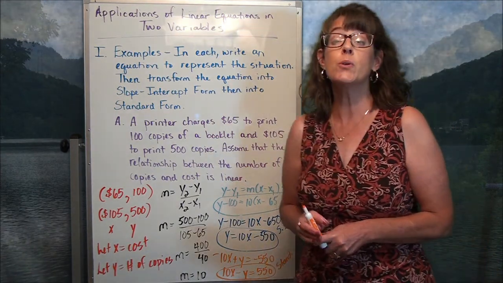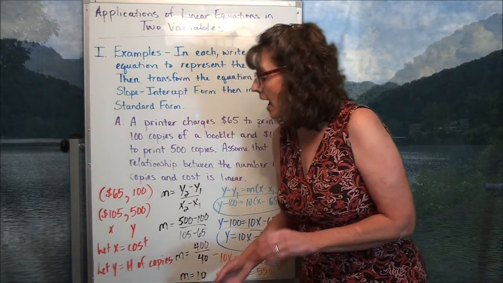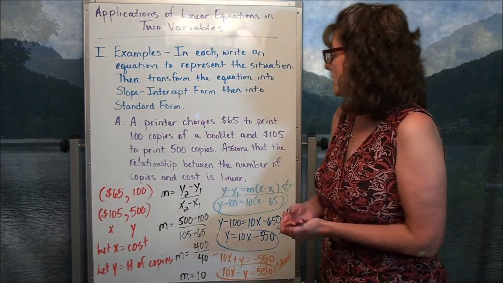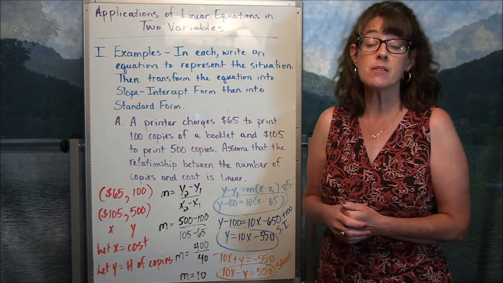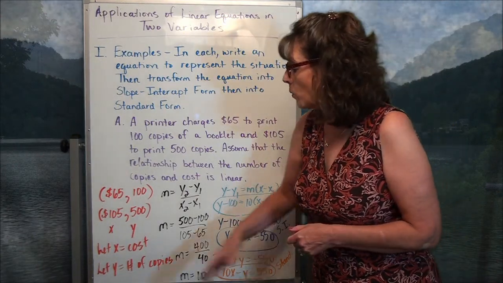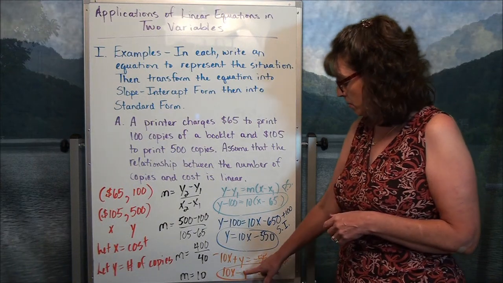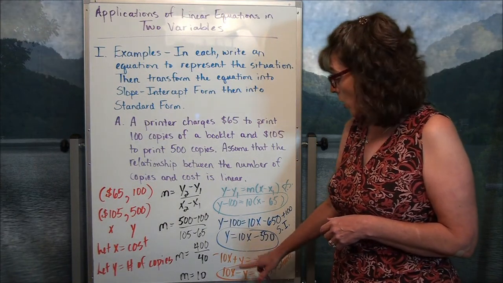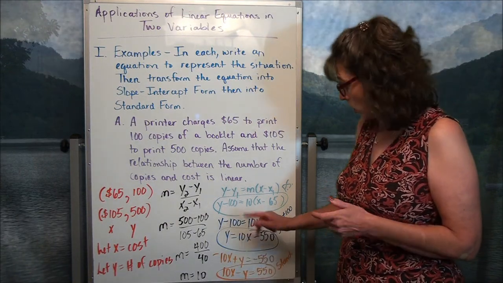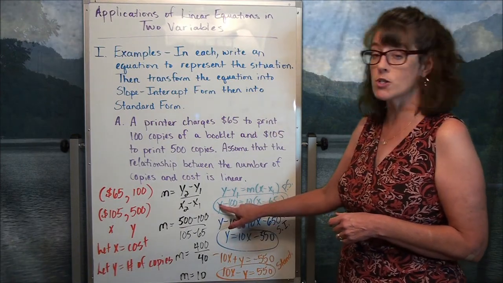And like I said, the beauty of this is that I can say, okay, if I want to have 200 copies, how much will that cost me? Well, the copies was my y, so I can choose any of these equations and say, I'm going to put a 200 here and solve for x. Or I'm going to put a 200 here and solve for x. Or I'm going to put a 200 right here and solve for x.